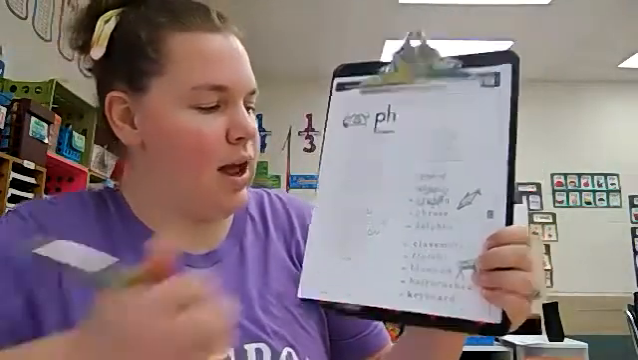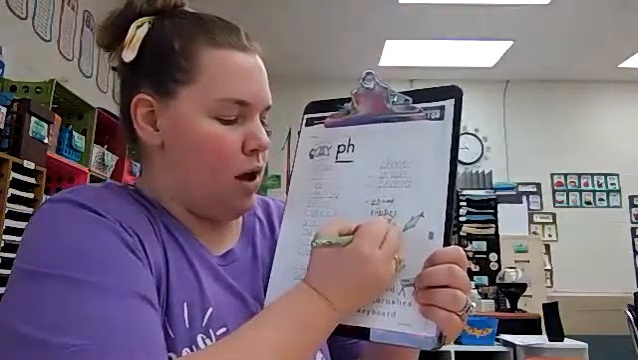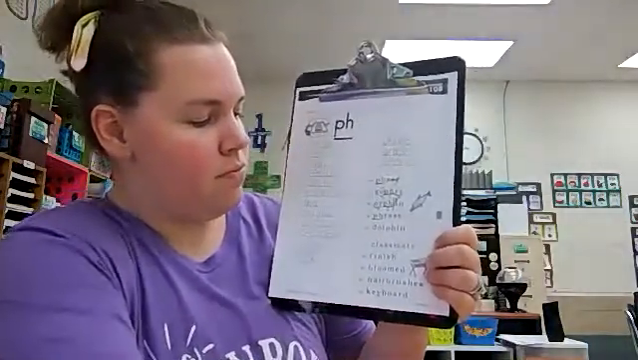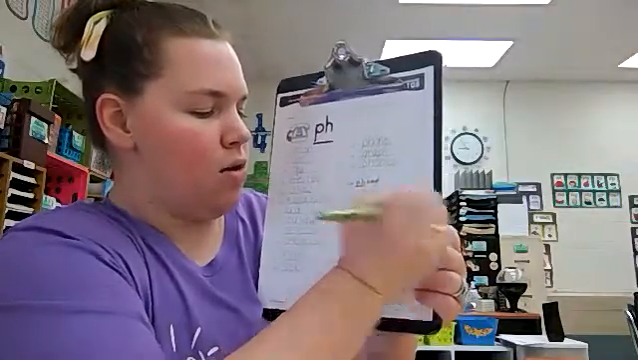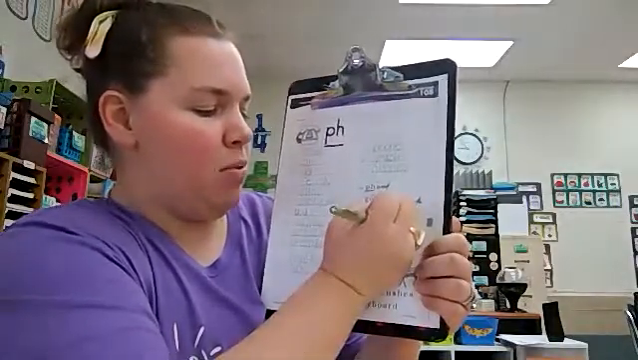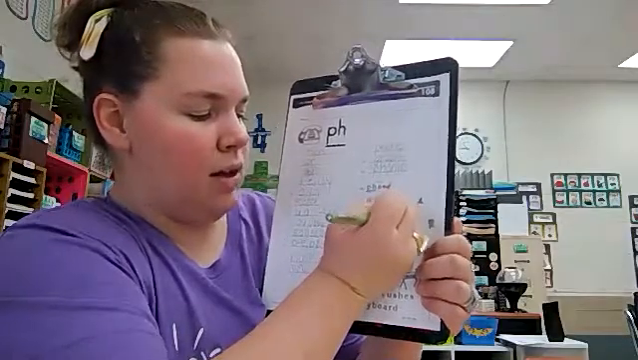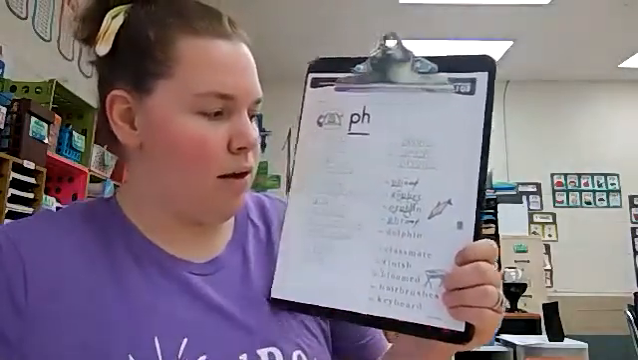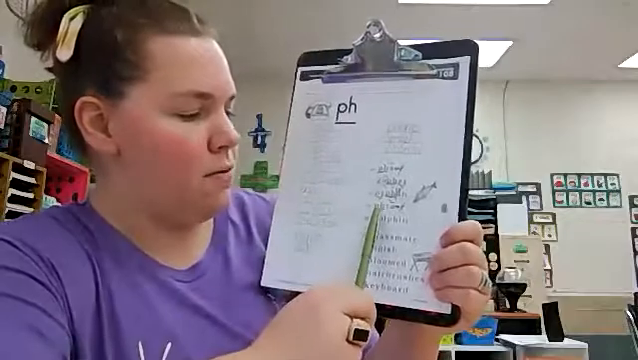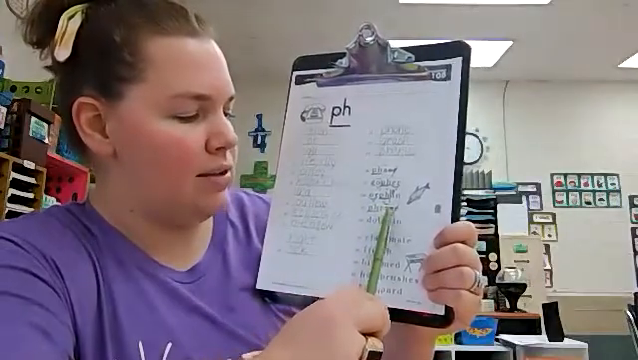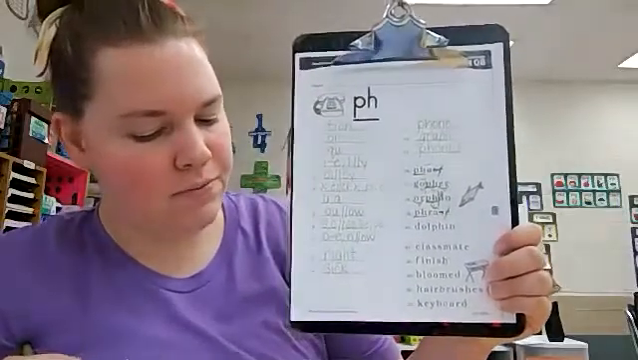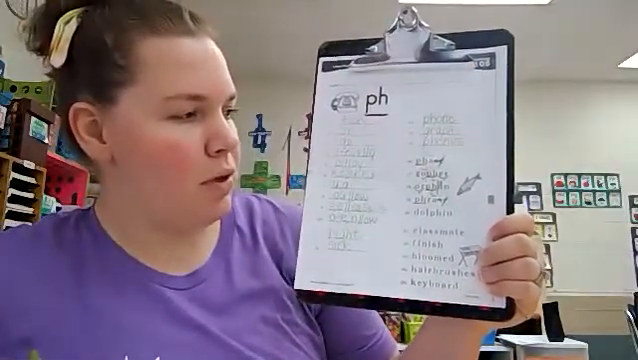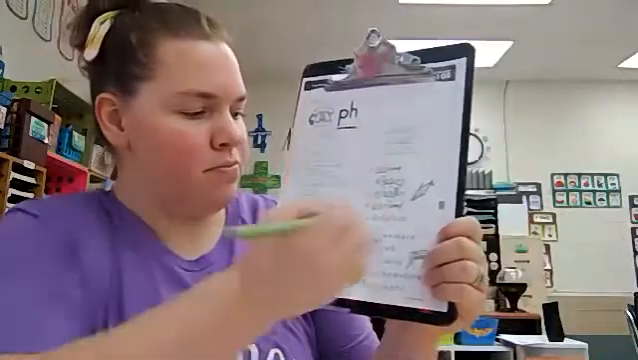Number 19 has digraph PH to underline. We have silent E at the end, which means the A is long. And because of the placement, the S is getting a line through it. So let's sound out this word together. Phrase, phrase. Very good. And one more word with digraph PH.